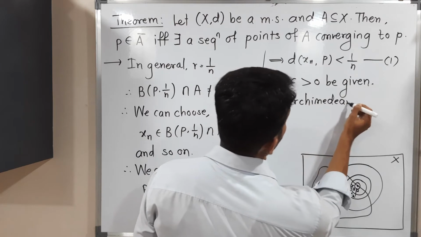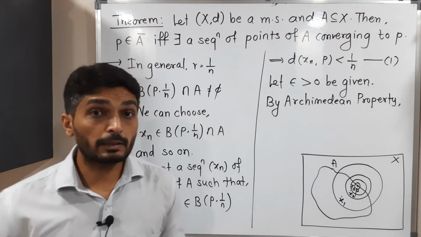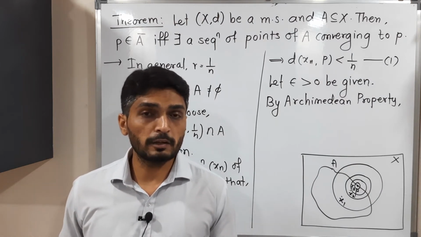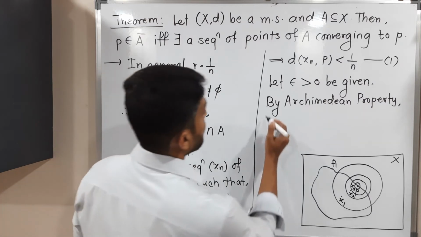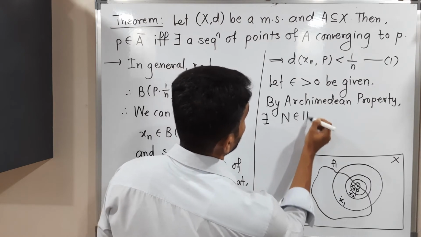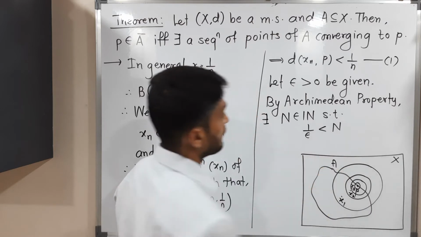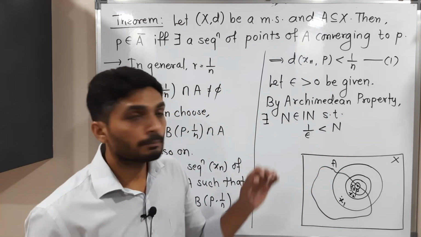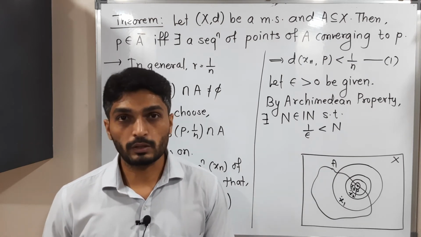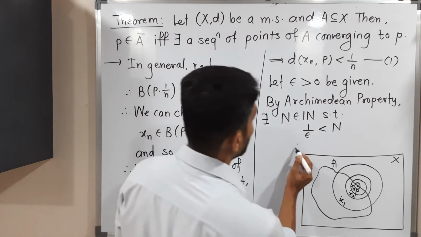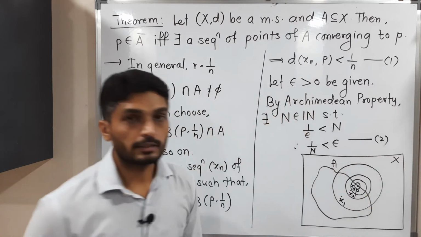By the Archimedean property. You are familiar with the Archimedean property. That means if you have any real number, 100% we can find a natural number greater than that. So here also we can find a natural number capital N such that 1 upon epsilon is less than capital N. We are taking a real number 1 upon epsilon, and 100% we can find a natural number greater than this 1 upon epsilon. I will interchange them. So what will happen? We will have 1 upon n less than epsilon. I will call it inequality number 2.